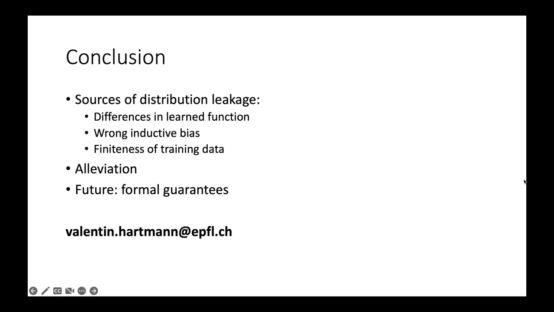In the future, my dream would be to have some kind of formal guarantee similar to what we have with differential privacy against membership inference attacks, because so far all of the work, both on attacks and on defenses, is just heuristic, at least for real world problems. And so if we could get to a point where we have some kind of formal guarantees, I think this would be super helpful.